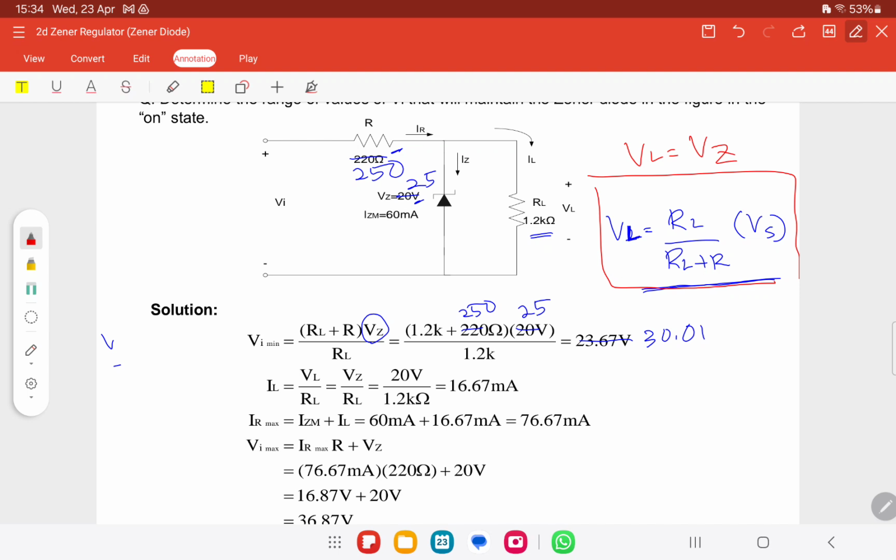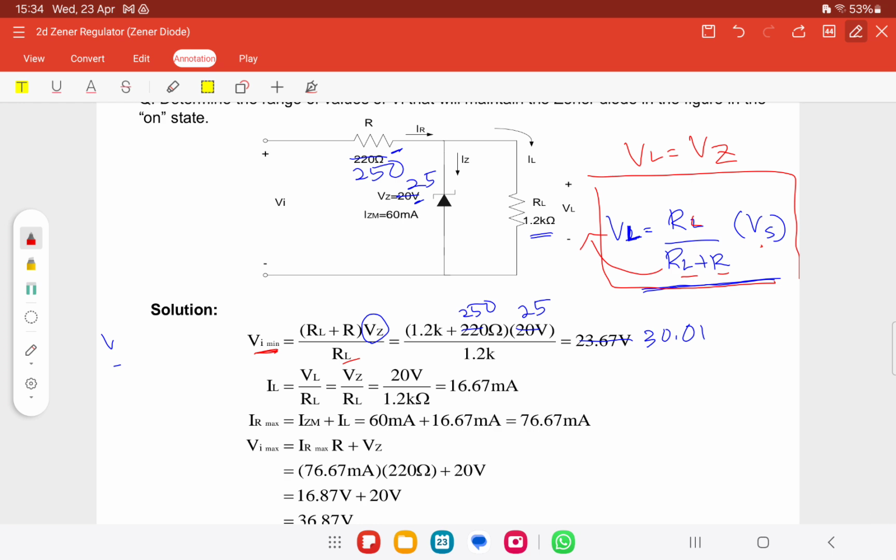So dia tarik pergi sebelah sana, RL dengan R pergi tarik sini. Jadi yang ni akan over RL. Sebab tu dia over RL. VS dia jadi VI min. Okay, it is actually the voltage divider formula.